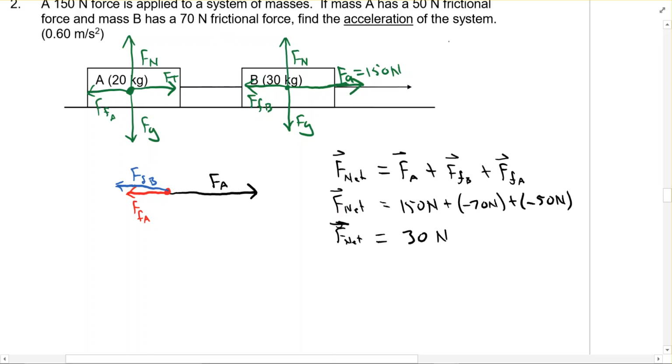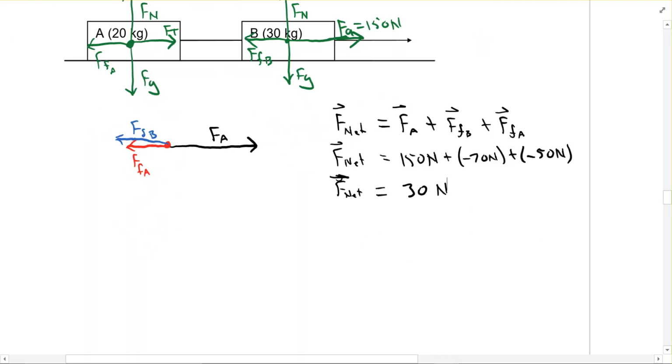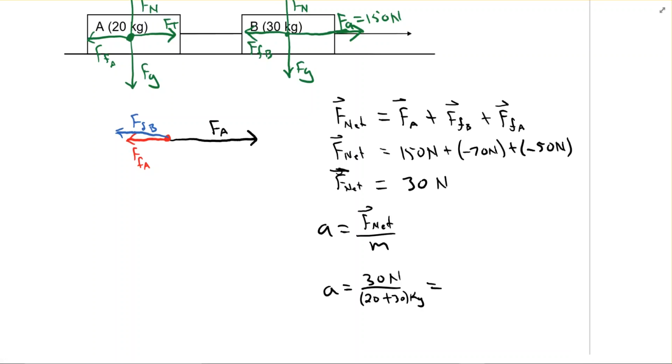Okay, so it says find the acceleration of the system though. So acceleration is just F net over mass, and the total mass, right? So acceleration is going to just be equal to 30 newtons divided by 20 plus 30 kilograms, which is equal to 0.60 meters per second squared.